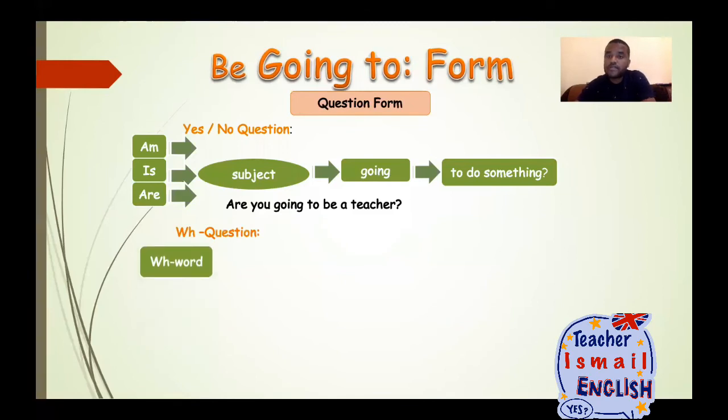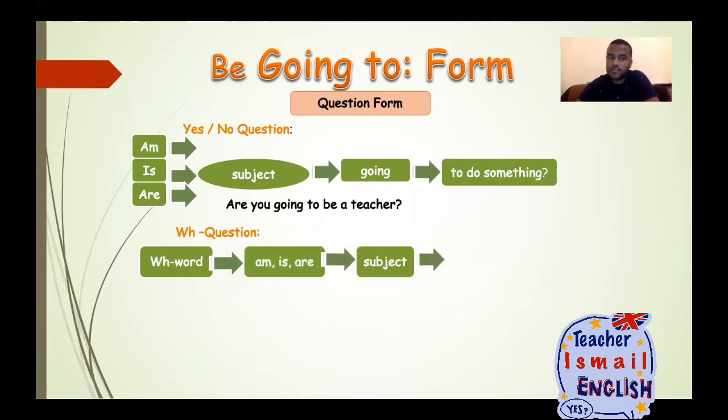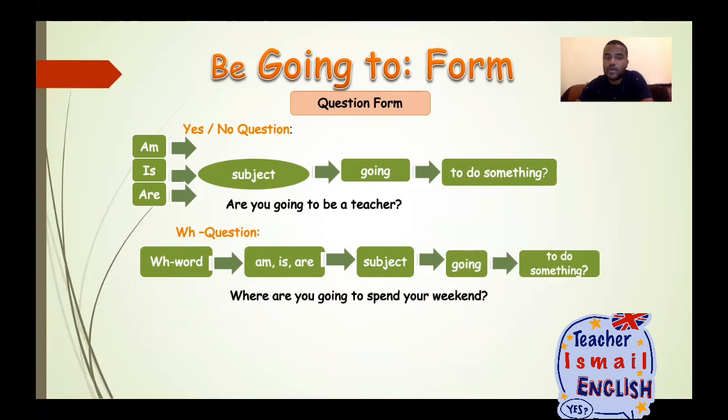Sometimes we use going to with a WH question. If you want to make a question, we can use a WH question. We put the WH question word first, plus the verb to be in present, plus the subject, plus going to, plus the verb in infinitive. For example, where are you going to spend your weekend? Here we are asking about place, because we have where.